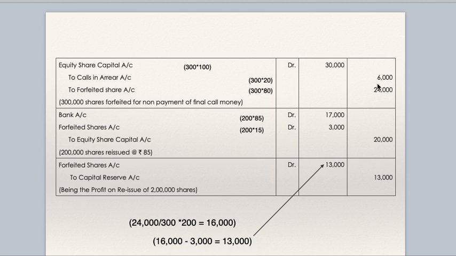So that means forfeited shares account is not closed, it has some balance, and the balance which forfeited shares account is having, that is on 100 forfeited shares which have not been reissued, is to be shown as forfeited shares account only. It will be shown on the liabilities side of the balance sheet.